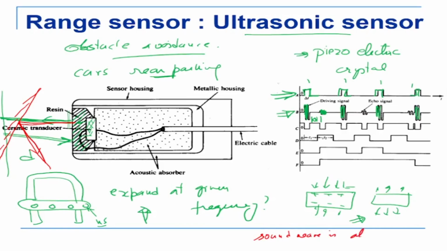The other is if the ultrasonic signal, so if the sound wave is absorbed, okay, in the material itself. So for example, if this material here absorbs ultrasonic waves or sound waves, then obviously the wave will not come back. So the obstacle will not be seen.